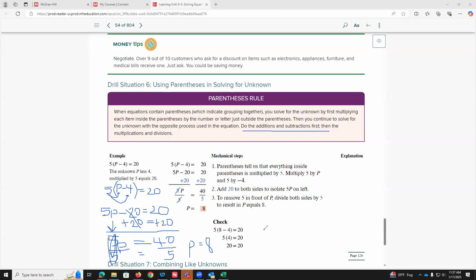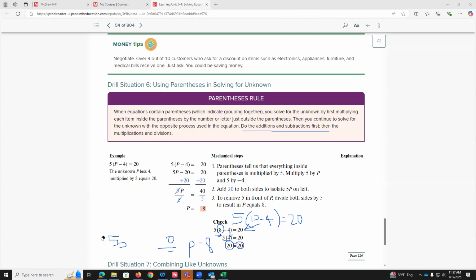And then, as we remember, we can check this. So they've got our example here of how we check it. Our original equation was 5 times (p - 4) equals 20. And what they did in our book is they just substituted 8 for our p, and then they worked that problem. So 8 minus 4 is 4, and then we carry that 5 down. And then 5 times 4 is 20, and 20 equals 20. So it's all true.